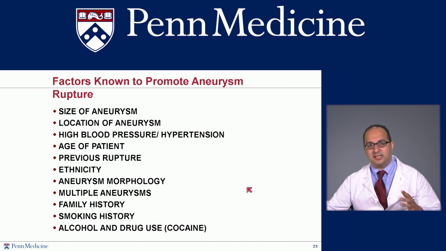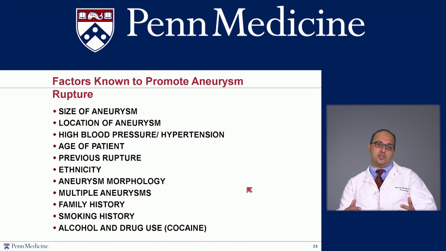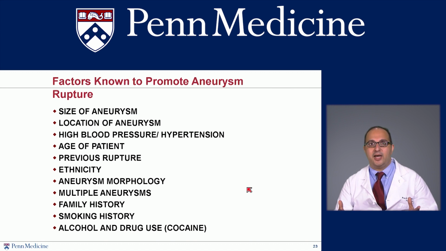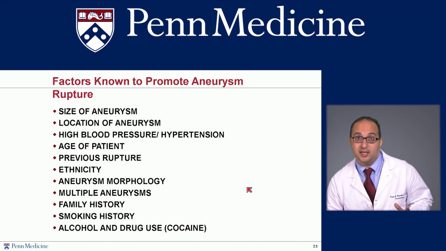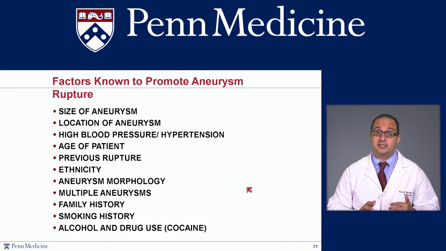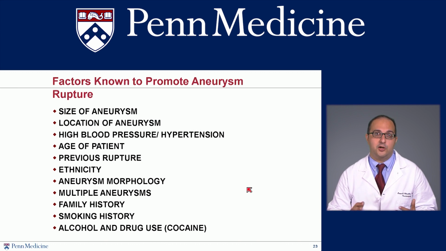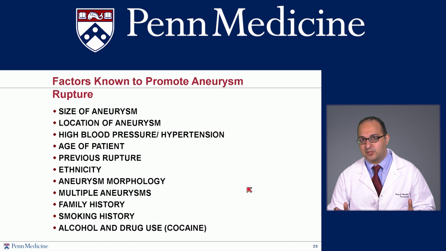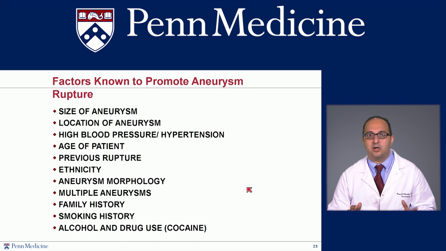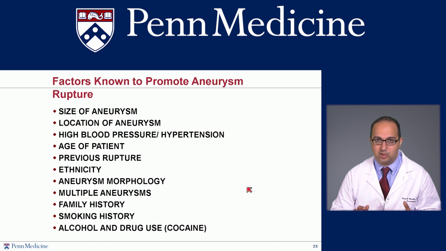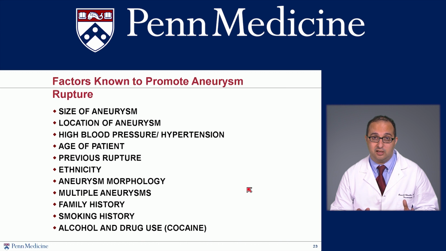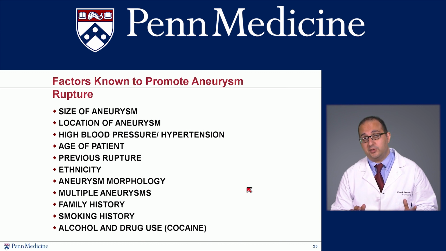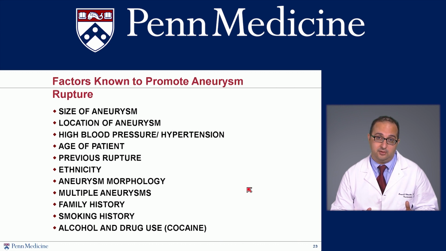So this is probably the key slide of this webinar, because it essentially lists all the things that we know about that are factors known to promote aneurysm rupture. Now, as we talked about before, size of the aneurysm is important. The larger the aneurysm, the higher the likelihood of its bursting. Certain aneurysms are considered a high-risk location, and these include the anterior communicating artery aneurysms, the posterior communicating artery aneurysms, and the posterior circulation aneurysms like basilar artery aneurysms and vertebral artery aneurysms.